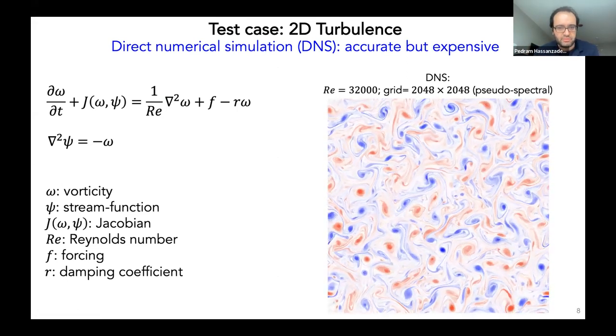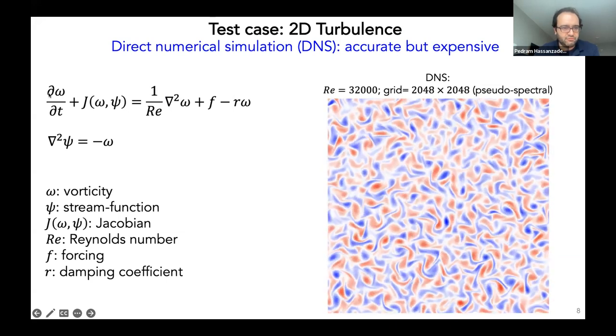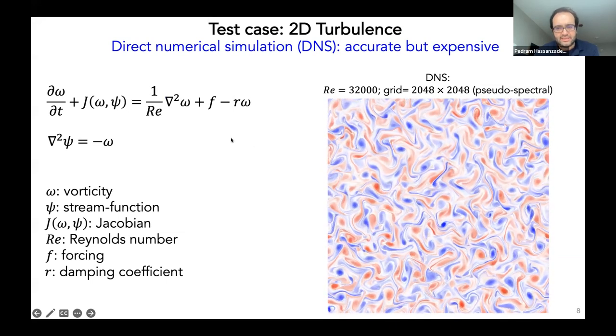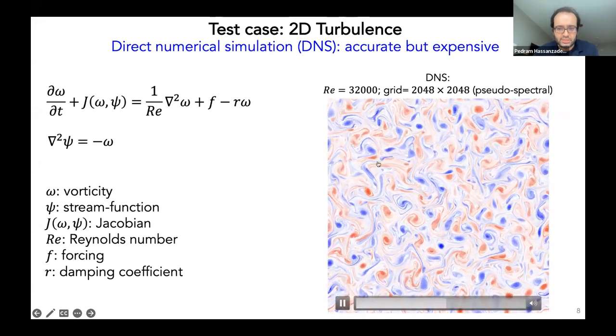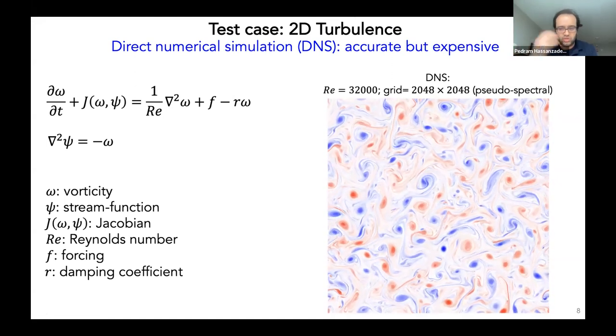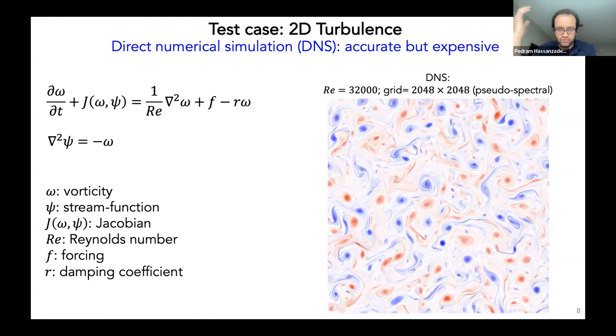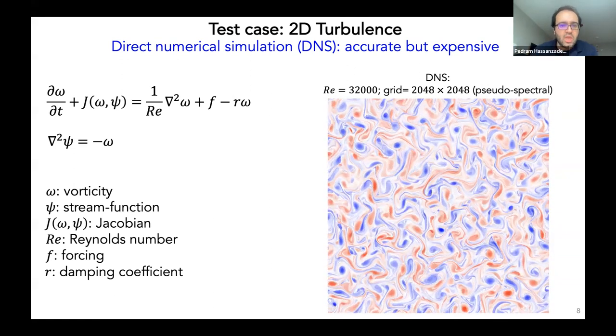It's something many of you might be familiar with. These are simple equations in vorticity and a stream function that at a modest Reynolds number, we can actually solve without any approximation, and we can do direct numerical simulation. So let's say that direct numerical simulation is the truth. We are resolving everything that we need to resolve, and we have this data.